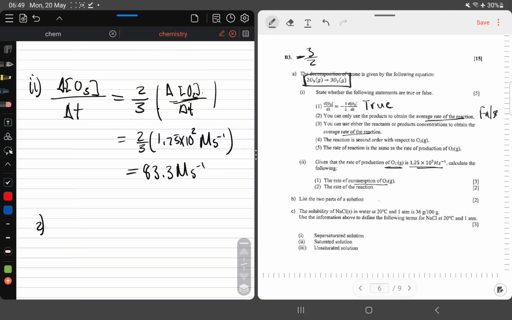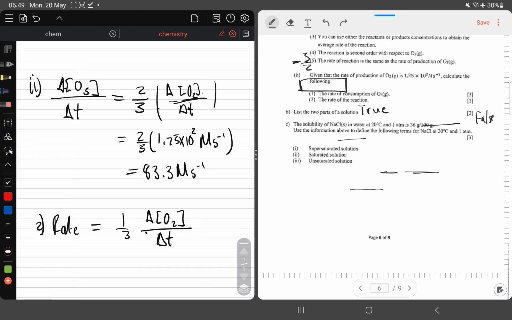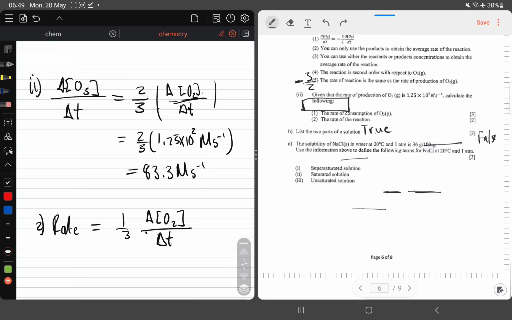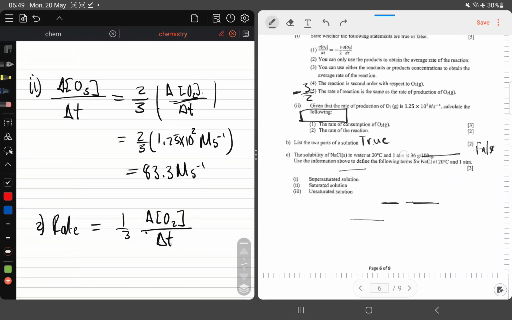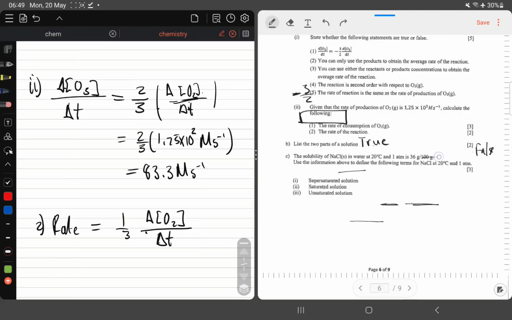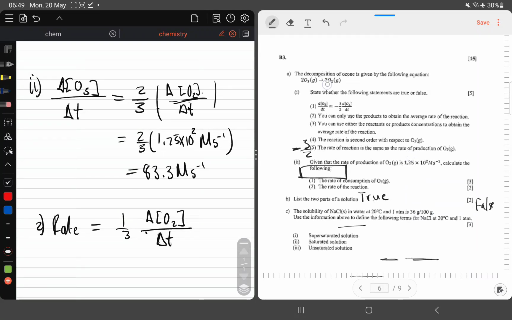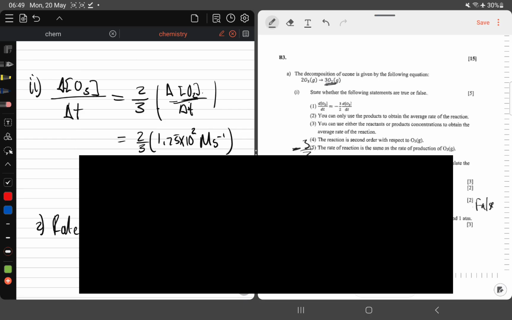They said the rate of reaction. All right, so to get the rate of reaction, we can say that rate is just equal to one third times the change in concentration of O2 over the change in time. We just use this, but because it's 3 moles, we divide by 3 to get rid of that 3, right? Yes, to get rid of this 3, so that's what we are going to do.